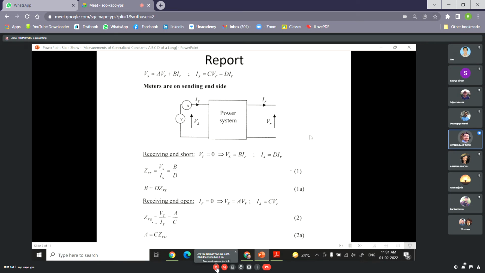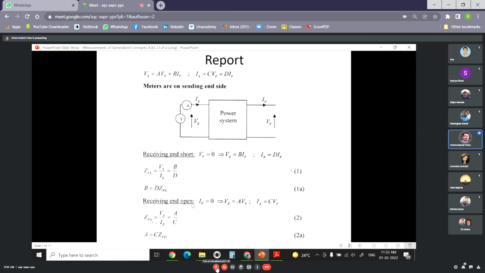In this condition, when the receiving end is short, VR would be equal to 0. Putting VR equal to 0 in this particular equation, what are we getting? We are getting Vs equal to BIR, Is equal to DIR. So ZRS, that is receiving end short, equal to Vs by Is, equal to B by D, where B equals D into ZRS.